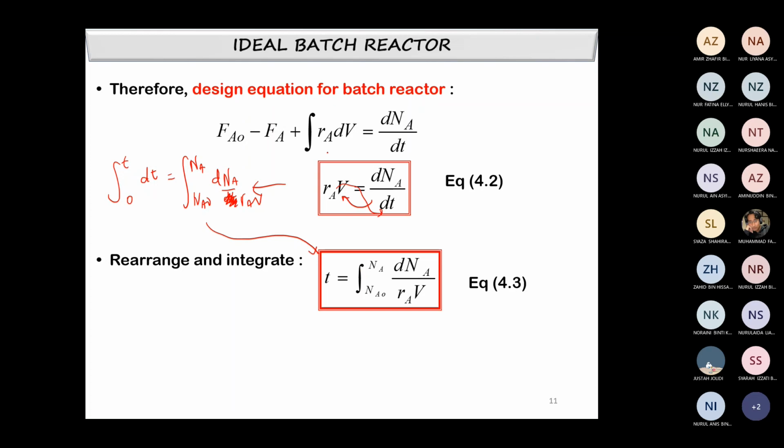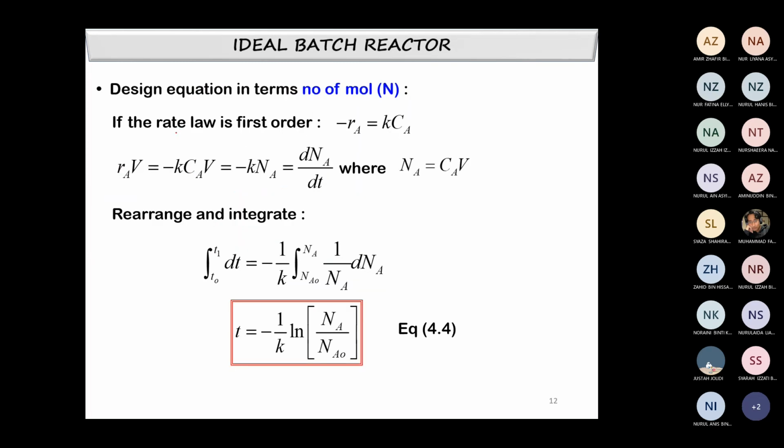So on the next slide I will show you, let's say if this rA, you replace it with negative kCA or negative kCA squared. So these are the equations in terms of number of moles. If the rate law is first order, which is negative rA is equal to kCA, we want to get this final equation in terms of t. So rAV is equal to dNA over dt. Remember that from the mole balance, we have rAV equal to dNA over dt.